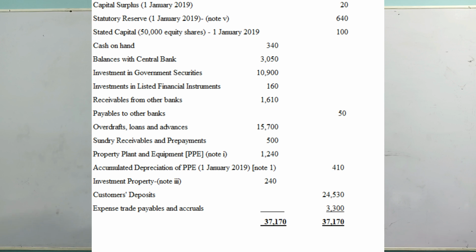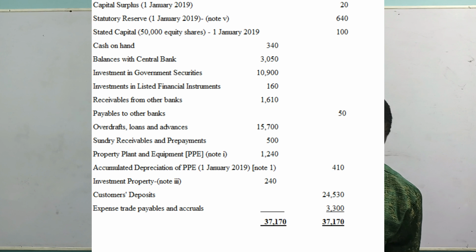Then customers' deposits. Customers' deposits is 24,530. Remember that I have told you that customers' deposits with the bank will be liabilities. Okay, so we'll treat them as such. The last one on the trial balance is expense, trade payables, and accruals. So that will also be a liability. Trade payables are also liabilities. Now, so we have the total of the trial balance.